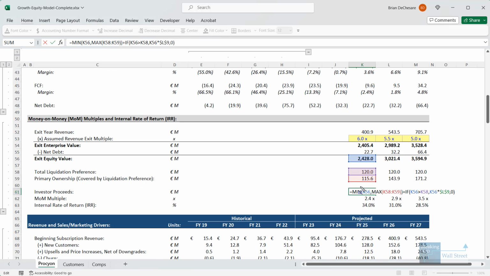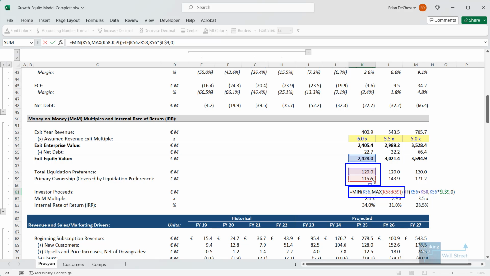So that's what this whole part does. If the 2x liquidation preference on the 60 million that we invested exceeds whatever our actual ownership stake is worth from the primary share purchase, let's just take that liquidation preference. But if it's not, then let's just take our equity stake in the company. And that's what the liquidation preference does. It provides downside protection for the investors.